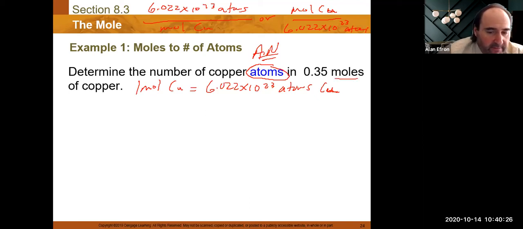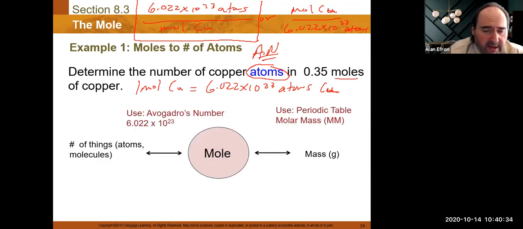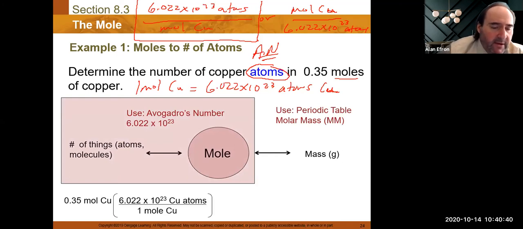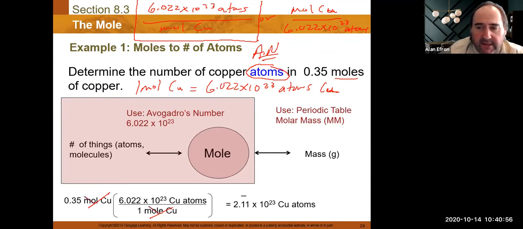Since we're starting with moles, we want the conversion factor on the left, where moles are on the bottom so that they cancel each other out. If we follow that calculation and set it up, we start with our moles of copper, with Avogadro's number on top and 1 mole on the bottom. The moles of copper cancel each other out, which leaves us with atoms. If you do that, you get something like 2.11 times 10 to the 23.